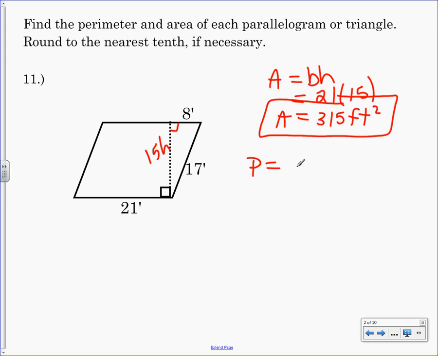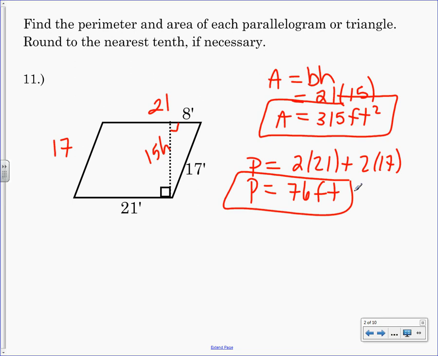Perimeter is obviously the distance around the shape, okay? So if this is 21, what's this? 21. If this is 17, what's this? 17. So you can say 21 plus 17 plus 21 plus 17 if you want, or you can say 2 times 21 plus 2 times 17, and we get 76 feet.